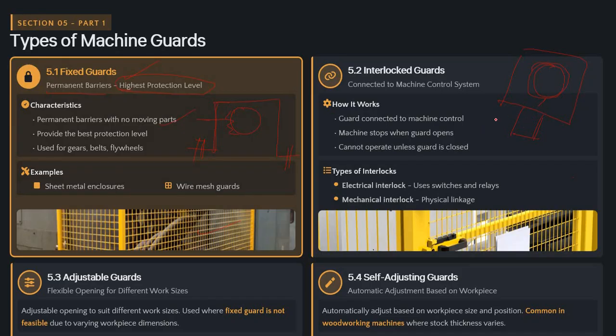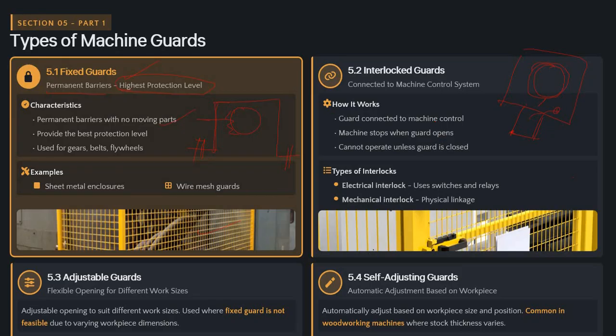During this, suppose one person enters inside, and then someone switches on the machine. There is a chance of accident, a chance of amputation. In such cases, we provide door interlocks where the entrance is. So for this we provide an interlock to the door.